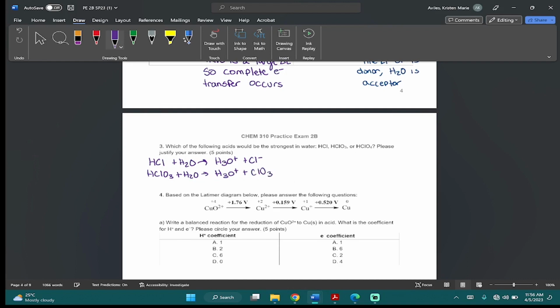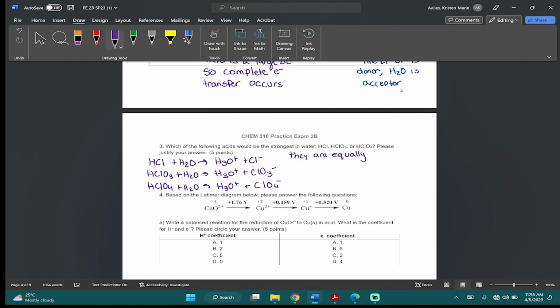Can anyone guess what the third one's going to be? Same thing, just a different anion. So based off this information, which one do you think is the strongest in water? They're all the same, that's exactly right. All of them are equally strong in water. Do you know why? They're all strong acids.